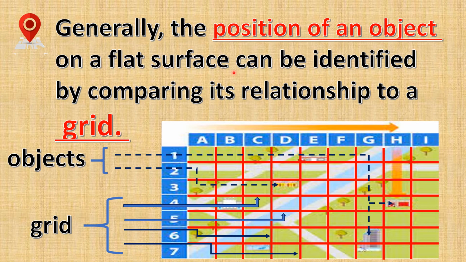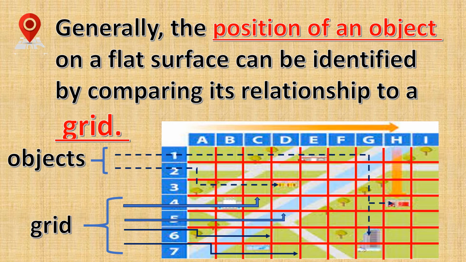For example, let us determine the position of these objects. Where can these objects be found? For this building, where can you find the base of this building? You can find this building in column G and row 7. The column is letter G, the row is 7. So this is G7.